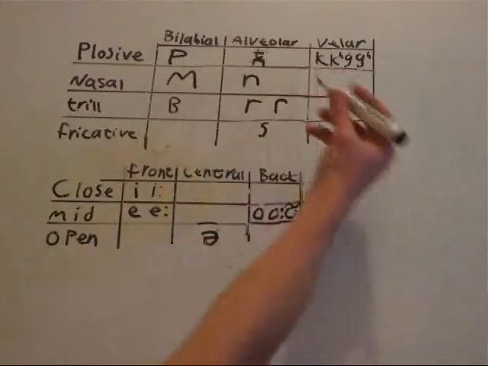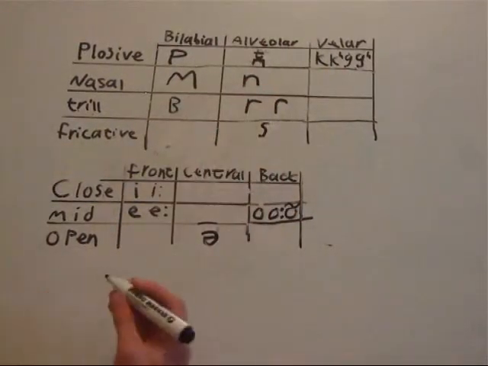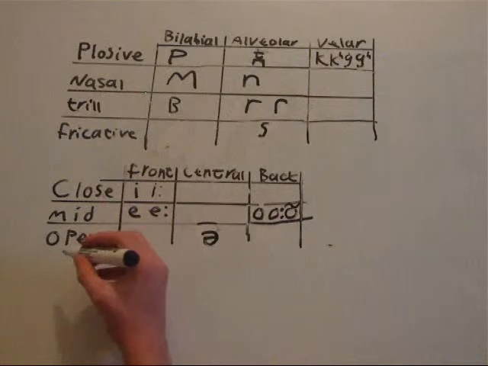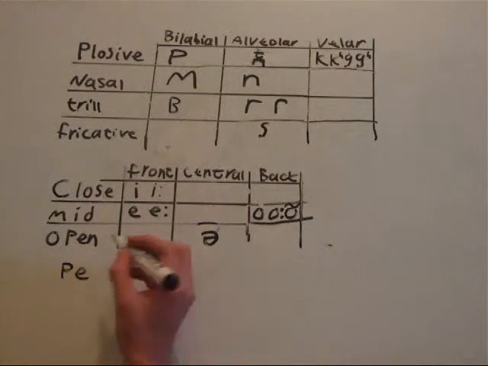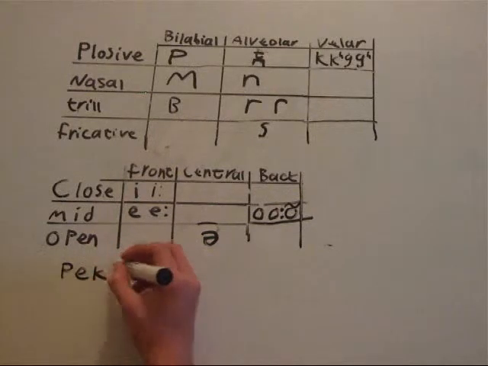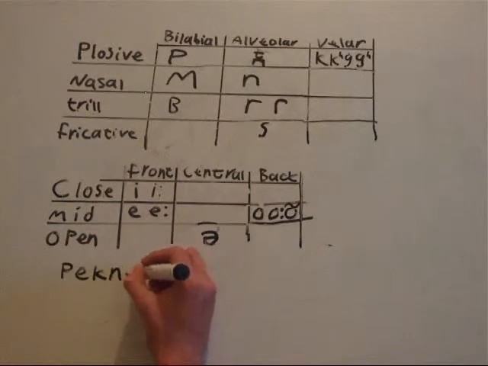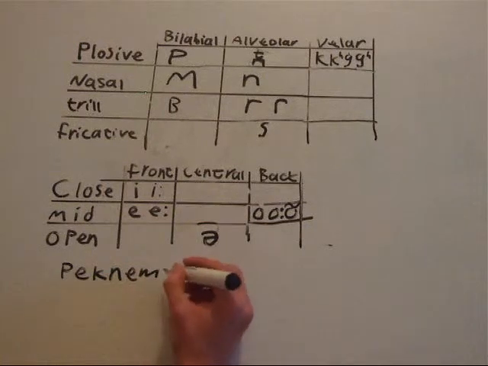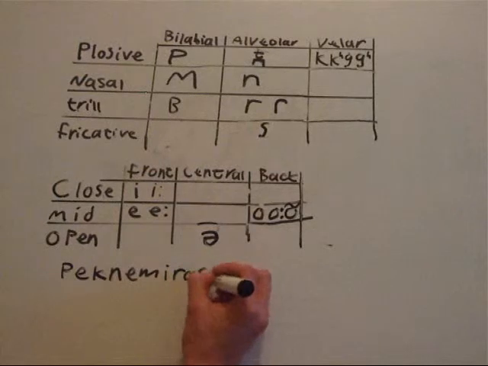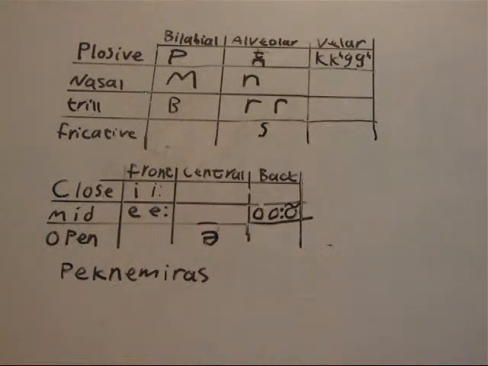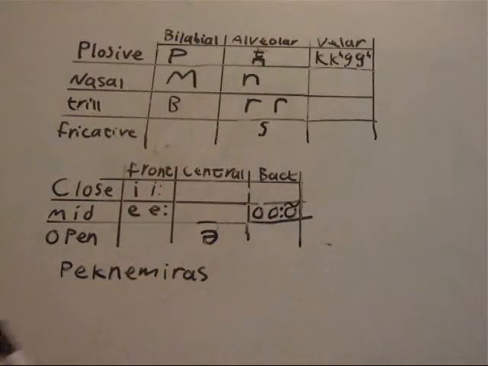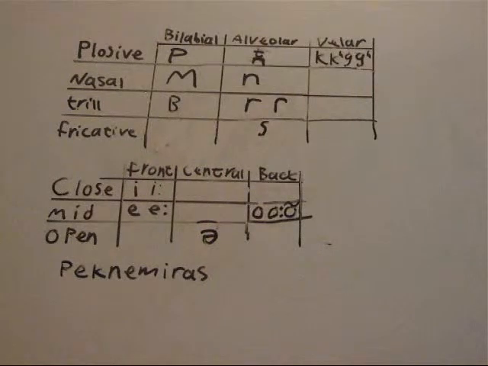If you put them all together, let's just make a little word with my language. Let's say pe, peknem, iras, peknemiras. That's how you make your words, you use each one of the sounds.